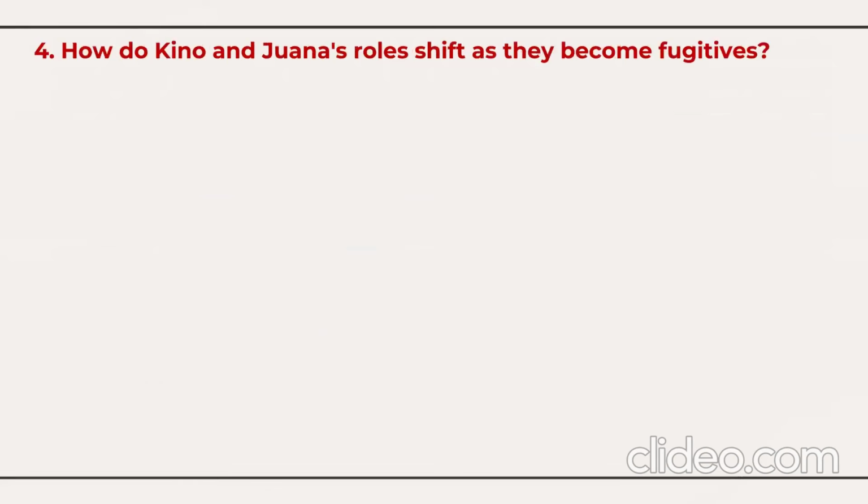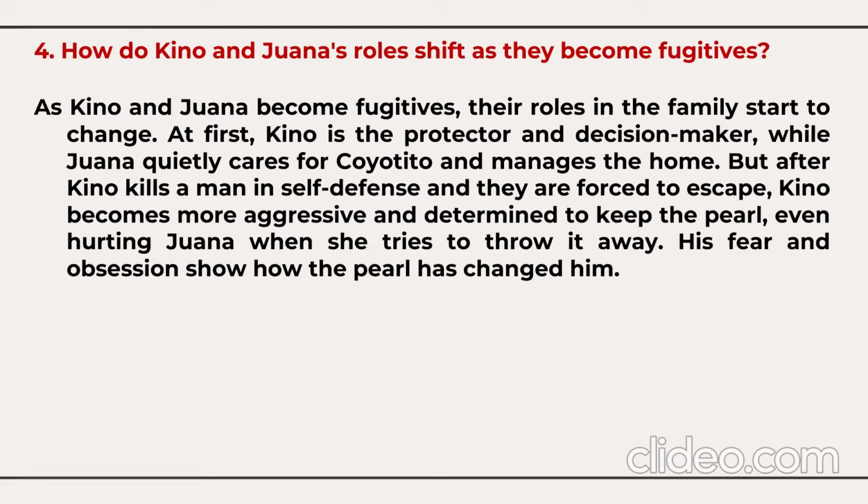Question number 4, for 5 marks. How do Kino and Juana's roles, Juana, Kino's wife, shift as they become fugitives? As Kino and Juana run away, they become fugitives. Their roles in the family start to change. At first, Kino is the protector and the decision maker, while Juana quietly cares for her son Koyotito and manages the home. But after Kino kills a man in self-defense, they are forced to escape.